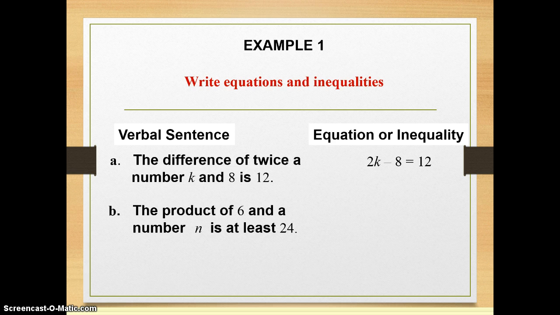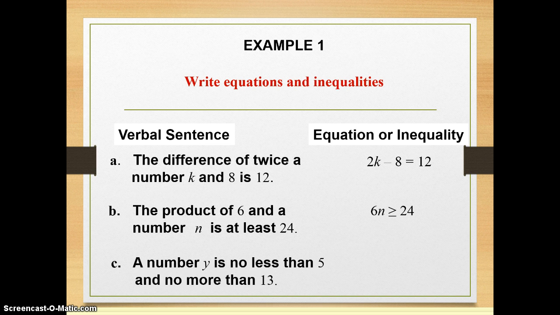B. The product of 6 and a number n is at least 24. So the inequality will say 6n is greater than or equal to 24. C. A number y is no less than 5 and no more than 13. This can be written as 5 is less than or equal to y is less than or equal to 13.